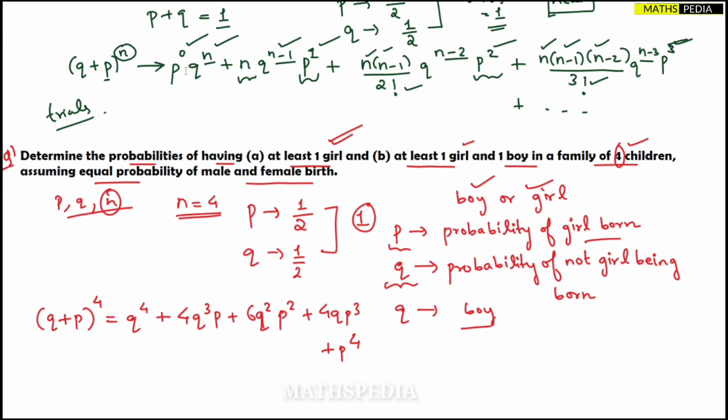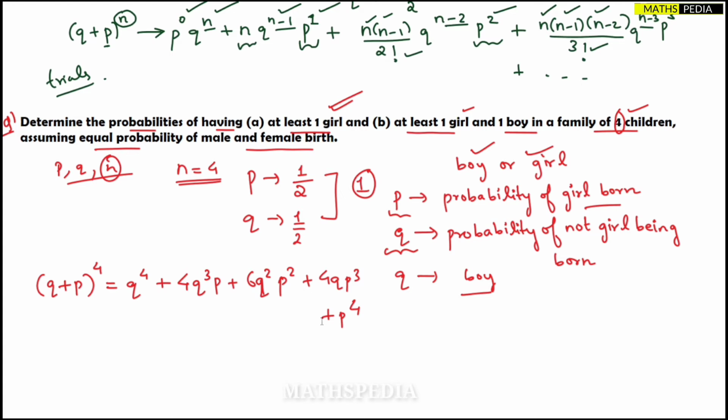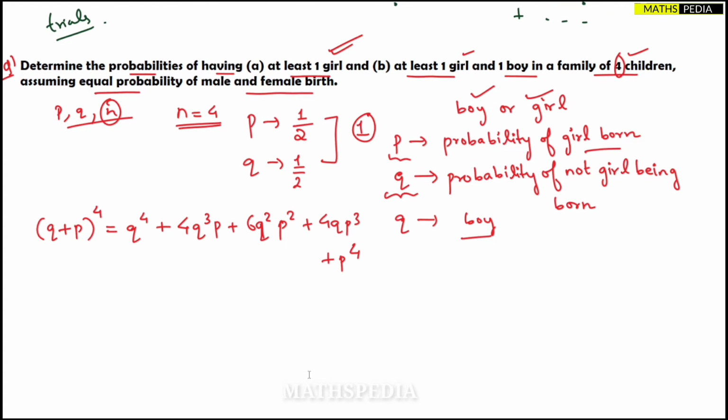The n value is 4, so q power 4. Then the coefficient is 4. Then q power n minus 1, that means you have to decrease the power, that's it. Here it is 4, then 3, then 2, then 1, and the last term will be 0. The power of p in the first case is 0, no need to write also. Then p power 1, p power 2, p power 3. If you practice you can directly write, no need to see the formula also, you will get an idea how to write this. So let us go further.